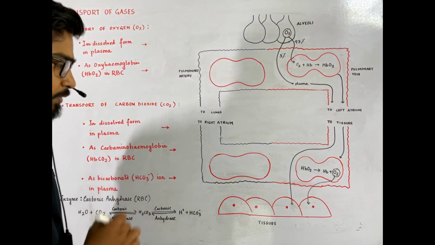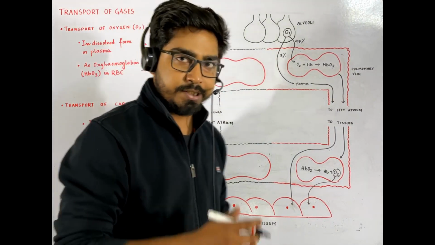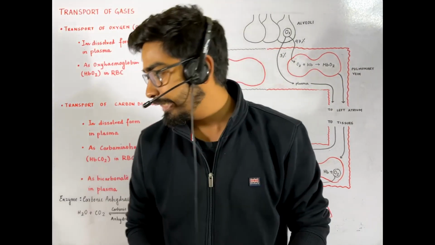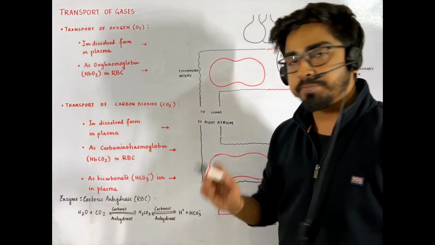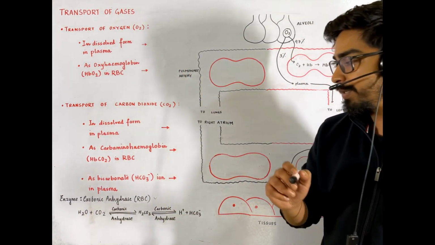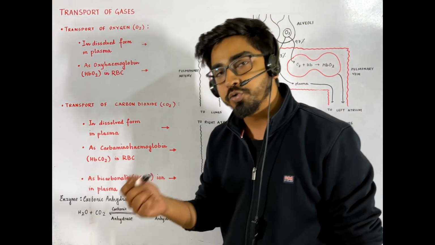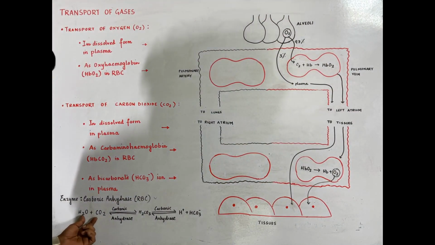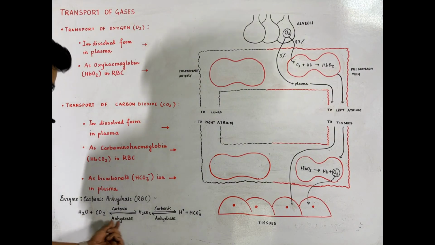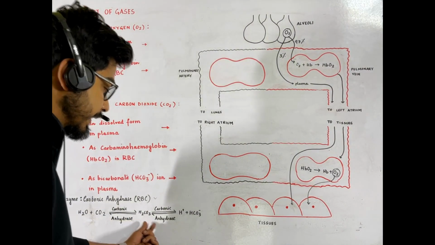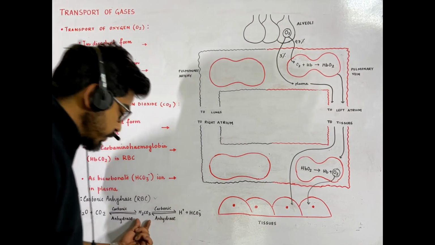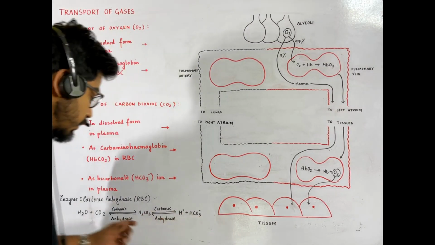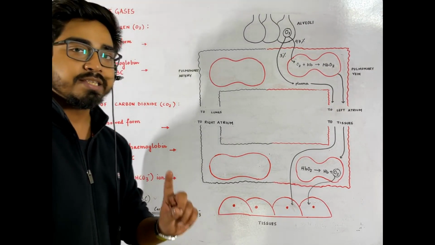Okay. Now before coming to the transport of carbon dioxide, I want to introduce you to an enzyme. The name of that enzyme is carbonic anhydrase, which is present in RBC. Now what does carbonic anhydrase do? Carbonic anhydrase helps in combining water and carbon dioxide to form H2CO3, and then it dissociates H2CO3 into H plus and bicarbonate ions. So this is the work of carbonic anhydrase. Now remember, this is happening inside the RBC.